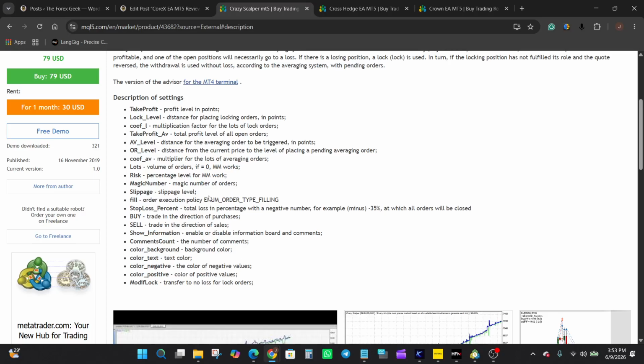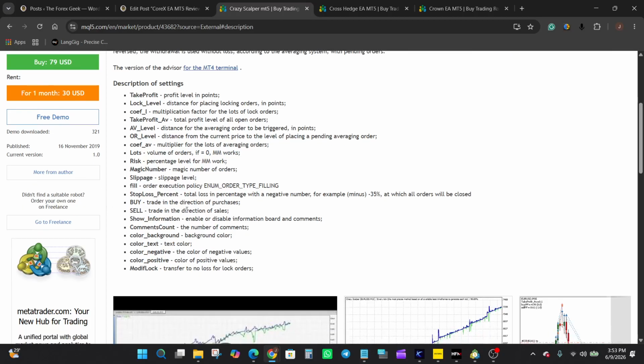The EA also includes a stop loss percent setting, which allows all orders to be closed when a predefined overall percentage loss level is reached. Additional controls let users choose whether trading should focus on buy positions, sell positions, or both, while information display settings allow customization of the on-chart information panel.